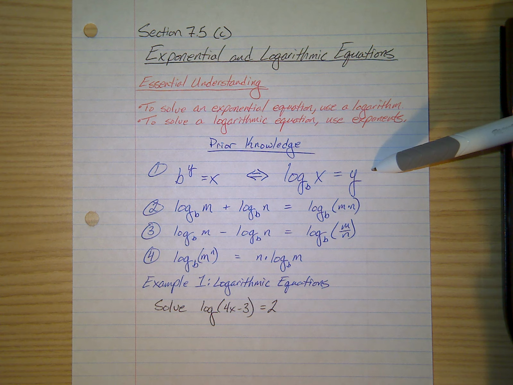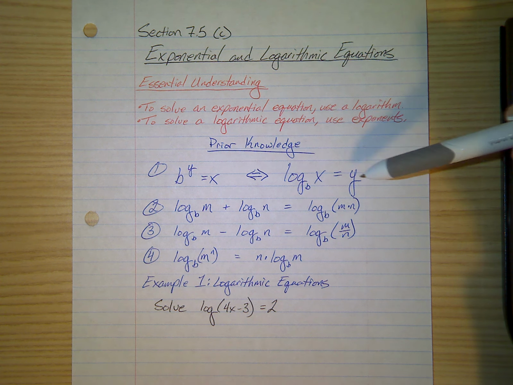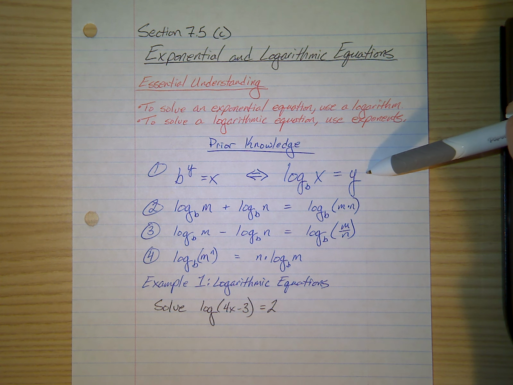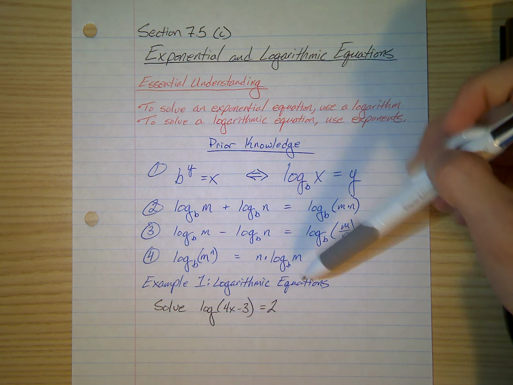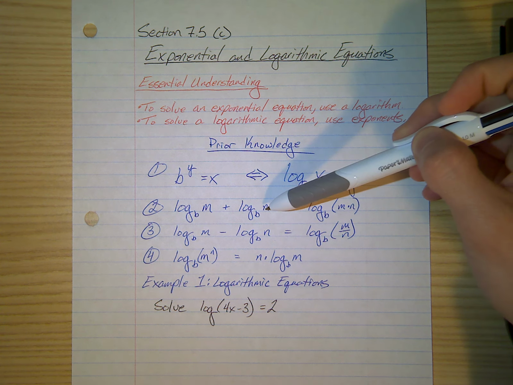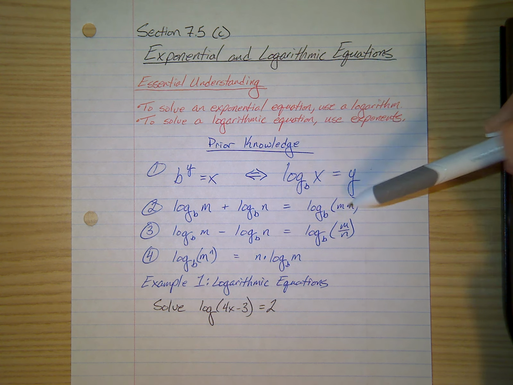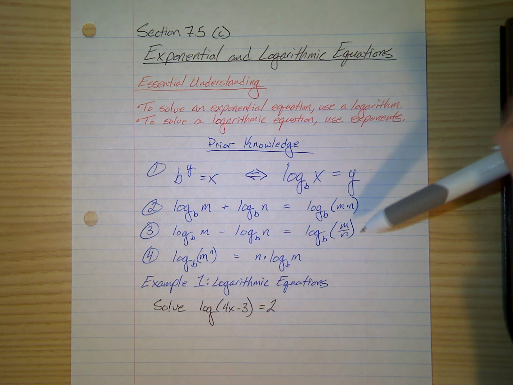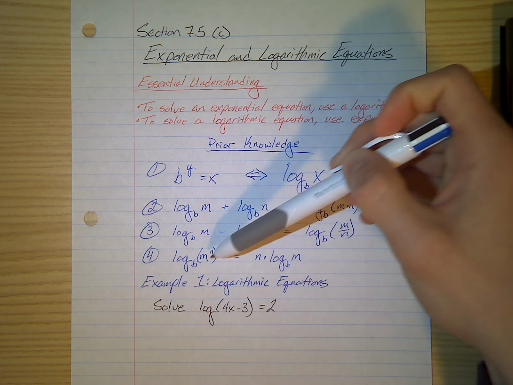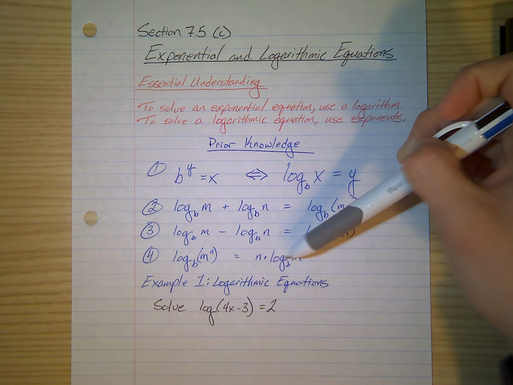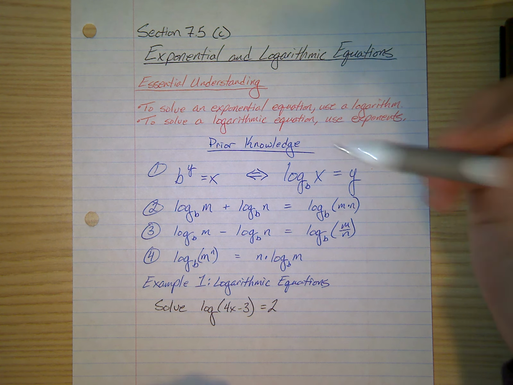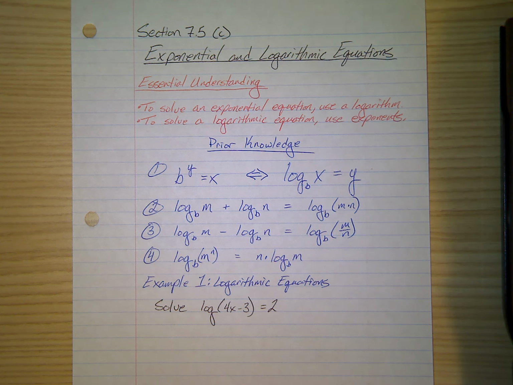The first one is just the relationship between exponential form and logarithmic form. We should have that memorized close by now. Next three are all the properties of logarithms. When we're adding two logarithms, you multiply their parts. For subtracting, you divide their parts, and if we have a part raised to an exponent, that exponent can be multiplied as a coefficient in front of the logarithm.